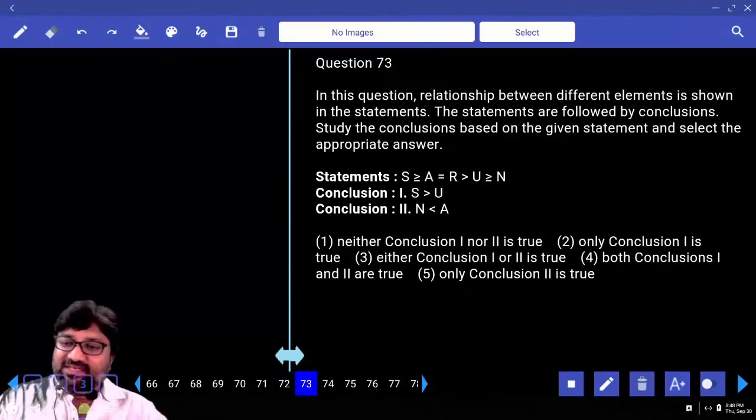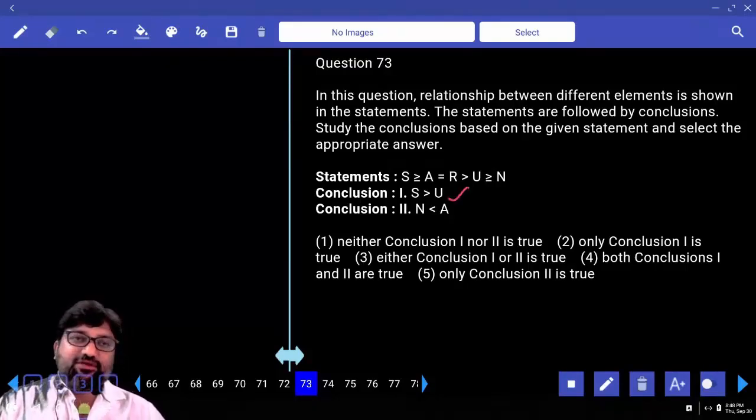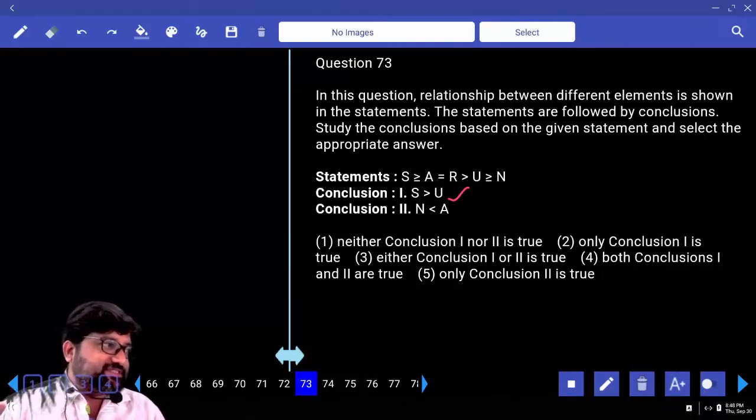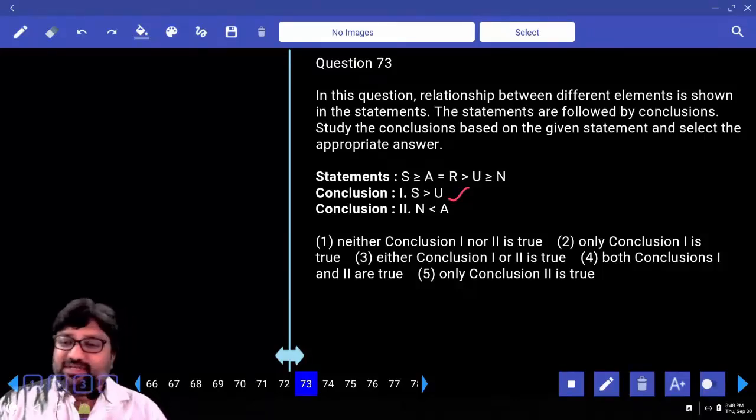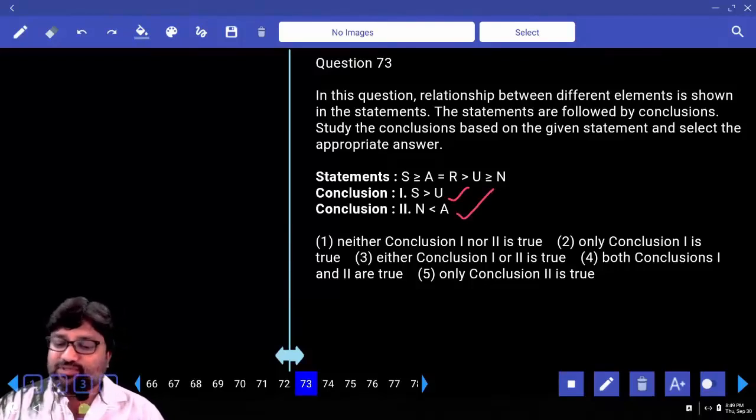Next. S greater than U. Yes or no? 100% yes. Greater than or equal to and greater than. The conclusion is greater than. N less than A. As efficiently as you identify the symbol from left to right, you should have the same efficiency from right to left. So N less than or equal to U, U less than or equal to R. Automatically N is less than A. Both 1 and 2 follow, option 4.